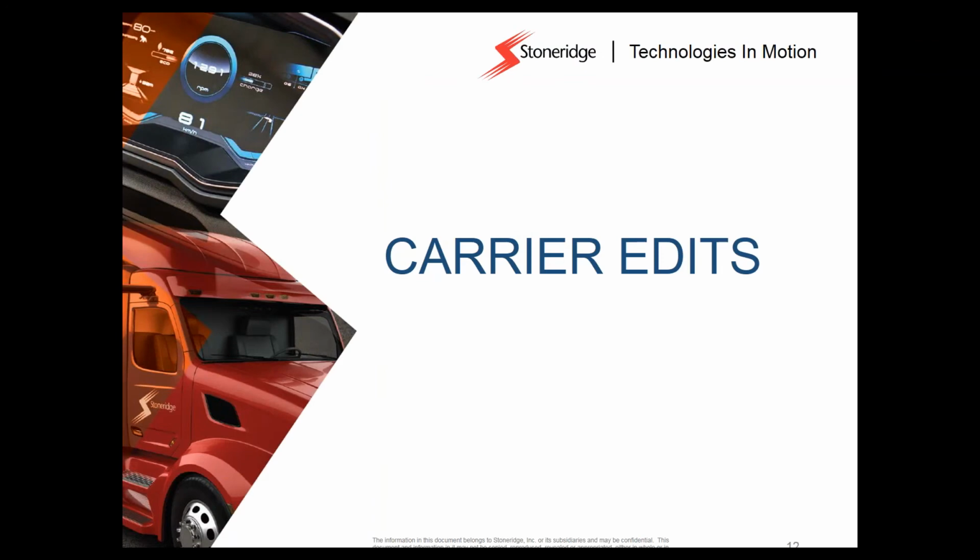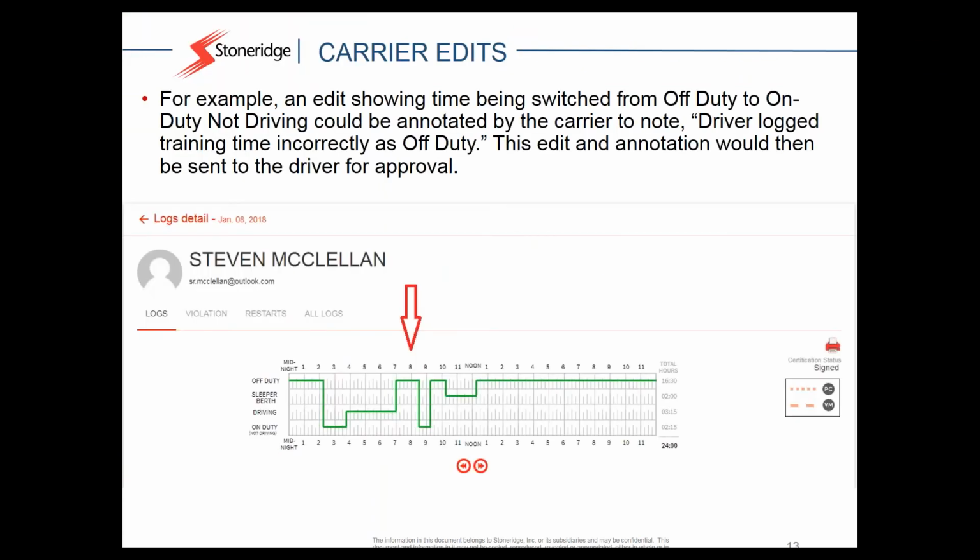Carrier edits. For example, an edit showing time being switched from off-duty to on-duty not driving could be annotated by the carrier to note: driver logs training time incorrectly as off-duty. The edit and annotation would then be sent to the driver for approval.